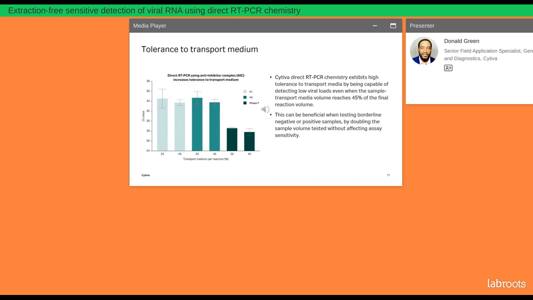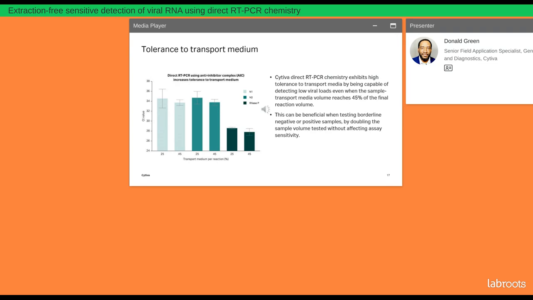Some of the others on the market really tap out at around 25% or 30% of the transport media being in the final reaction volume. But what we can say is that with our detection, we can get up to 45% of the final volume of the transport media, and we still see benefit. We still see results. If you think about it, this can be very beneficial when testing borderline negative or positive samples. You're essentially doubling the sample volume tested without affecting the assay sensitivity.